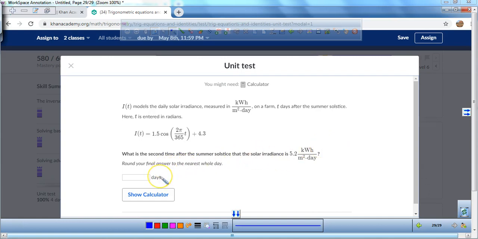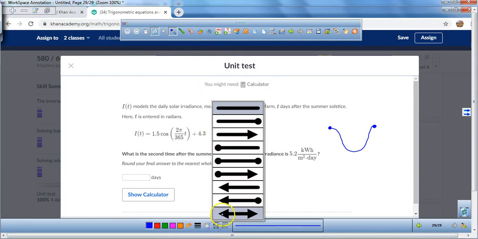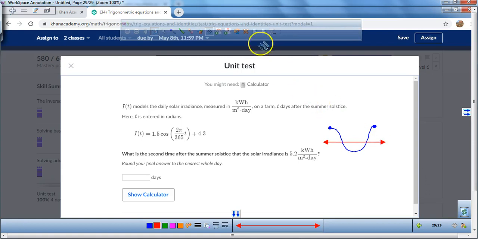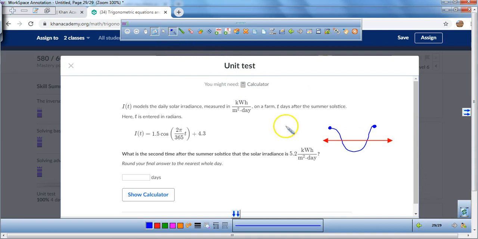We have a cosine graph here. It looks like it says 1.5 cosine. It's positive, so our graph is going to look like this. It's going to go down and then back up right there. Okay, and in that cosine graph, you're going to have a midline. So I'm going to go ahead and draw on a midline. Let's just say that's a midline. It looks like our midline is at 4.3.